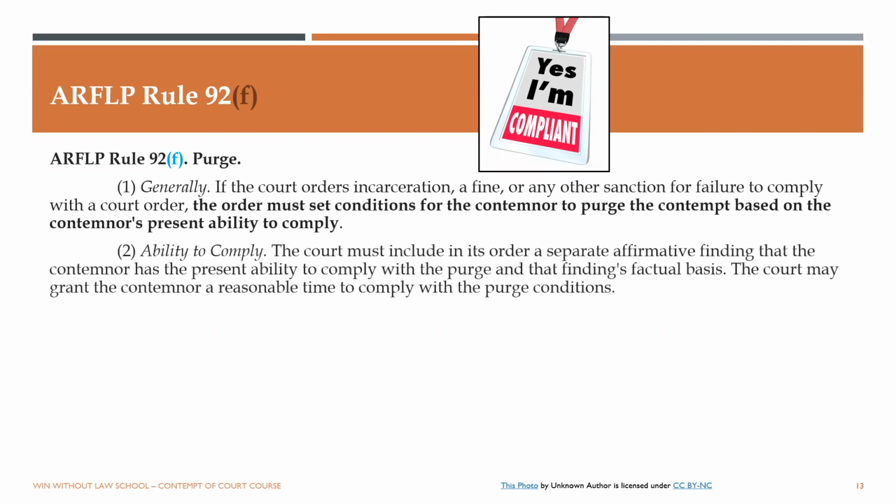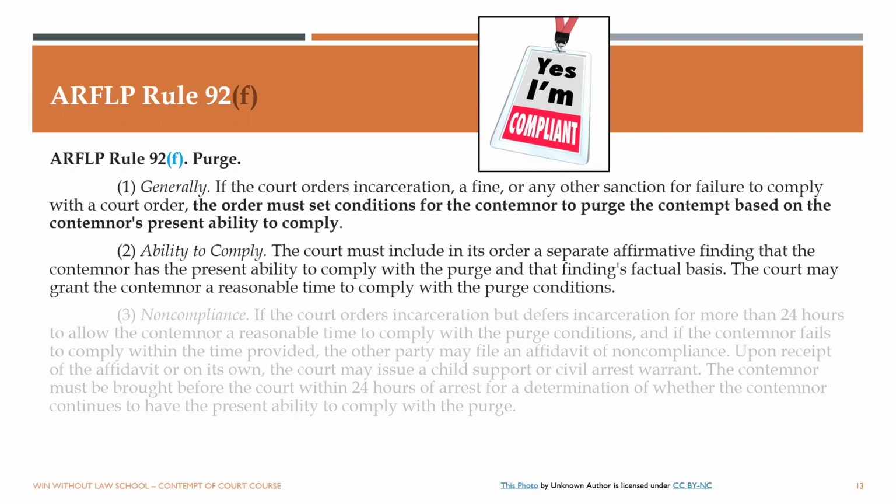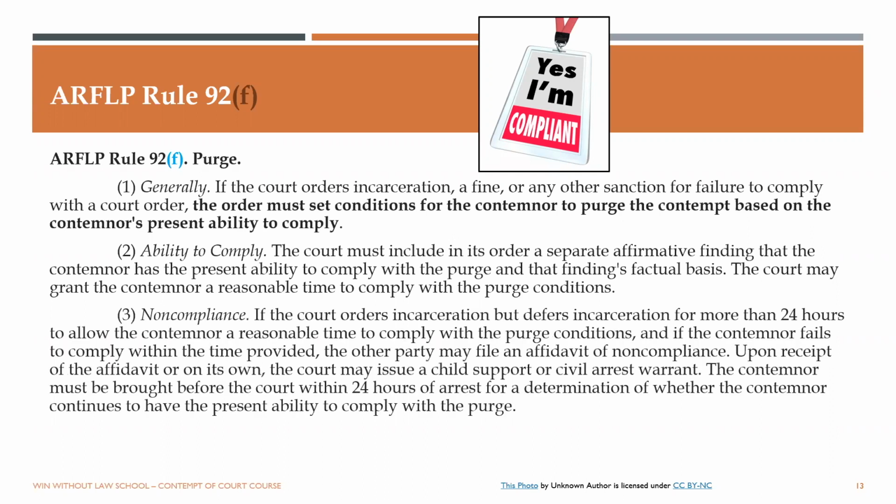So this is all stuff for the court to make findings on and include in the order. But if the court is ordering incarceration, a fine, or any other sanction, then the court has to include in its order a separate affirmative finding that the contemptor has the present ability to comply and the factual basis for that finding. The court may grant a contemptor reasonable time to comply with the purge provisions.